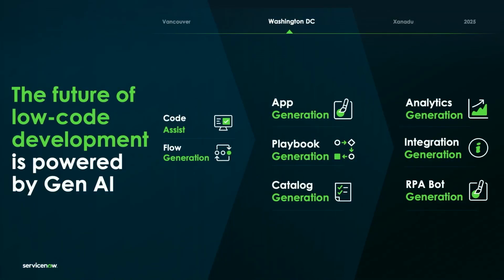So just a little context setting. For Now Assist for Creator, we already have several excellent features out, from code assist to flow generation to flow recommendation. And with our May release coming out this week, we have app generation, playbook generation, and catalog generation, several of which are available for you to play with over at CreatorCon and Future Lab. And later this year, we'll continue following that up with analytics, integration, and RPA bot generation. So really filling out that portfolio of different application files that you can generate, and therefore saving your developers time.